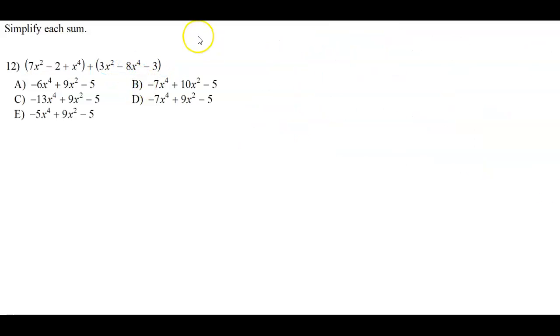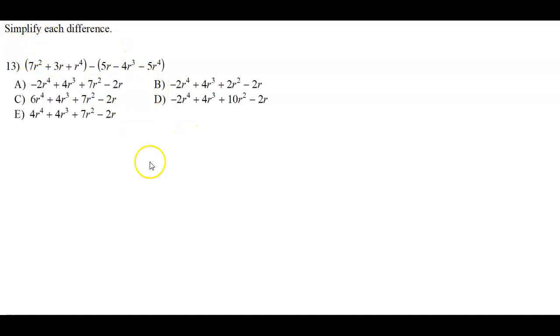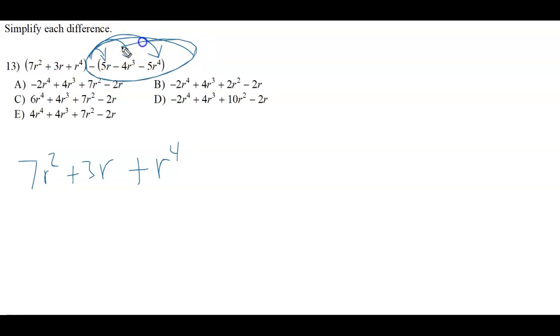All right, moving on to another one. Now, something a little bit different happens, though, whenever you're subtracting instead of adding. Notice here we're subtracting. All right, so when you're subtracting, this minus is going to get distributed to each one of these terms, and it's going to change their sign. So what I'm going to do is I'm going to rewrite this whole expression really quick. And now all of these things here, their sign is going to change. So instead of 5r, it's going to become minus 5r. Instead of minus 4r cubed, it's going to become plus 4r cubed, and so on.